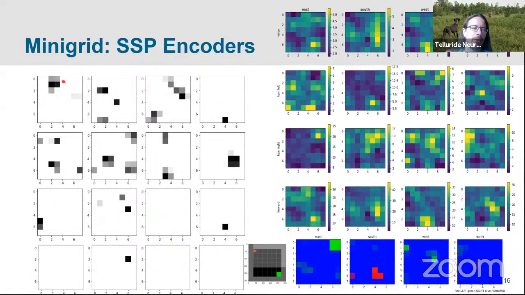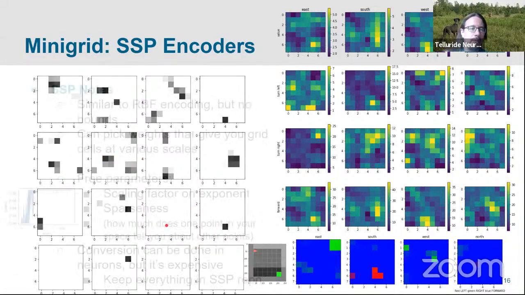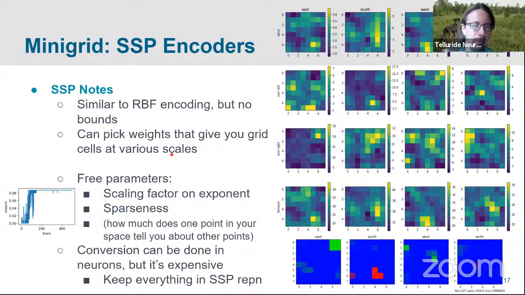If you're interested in biological stuff, instead of having these random patterns, you can also choose it such that these things look like grid cells, which happen in the brain, and there's ongoing research to figure out whether that's useful. You do have a couple of free parameters, though.